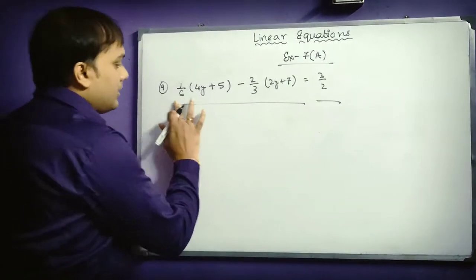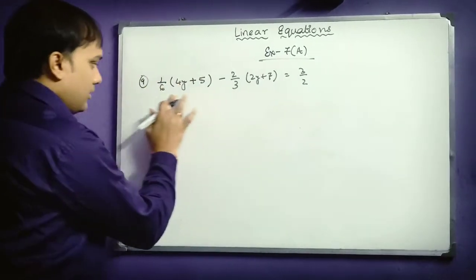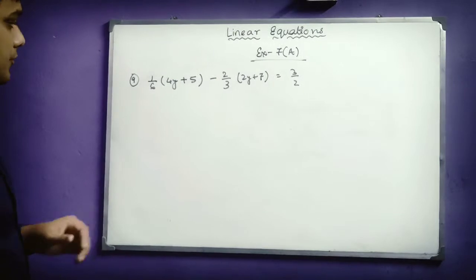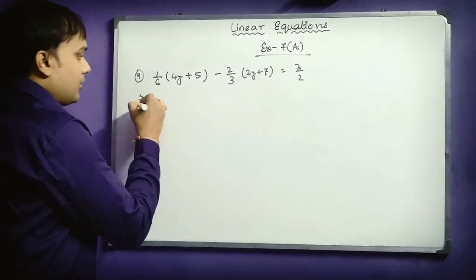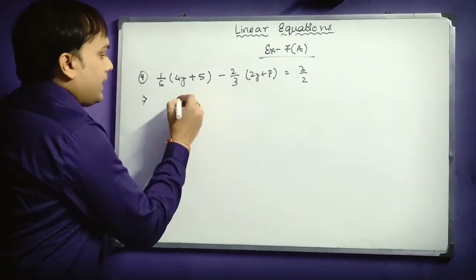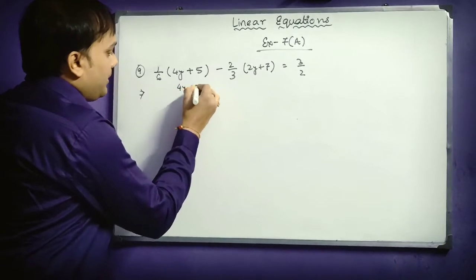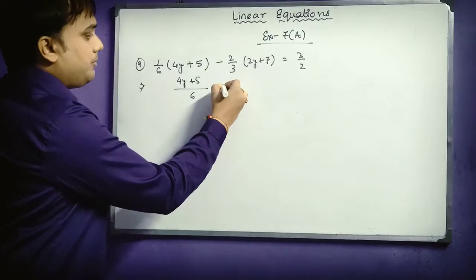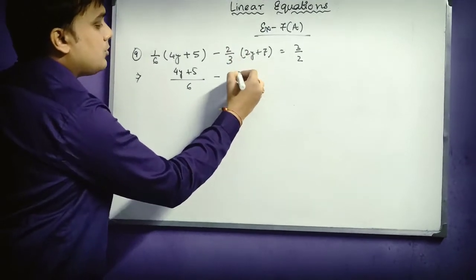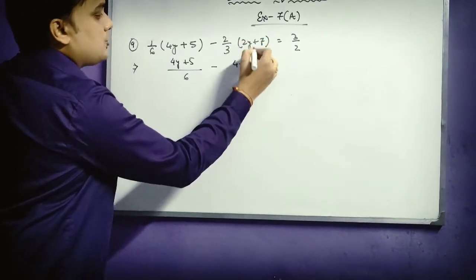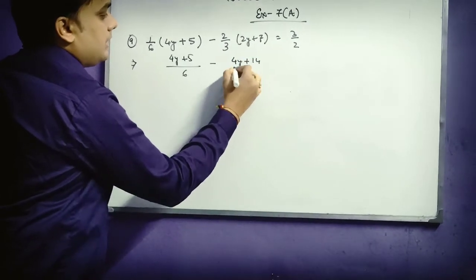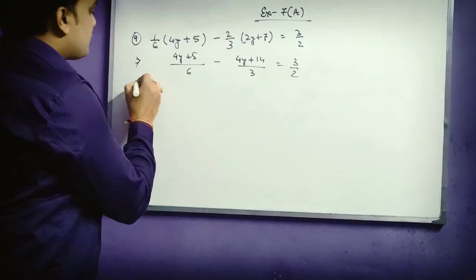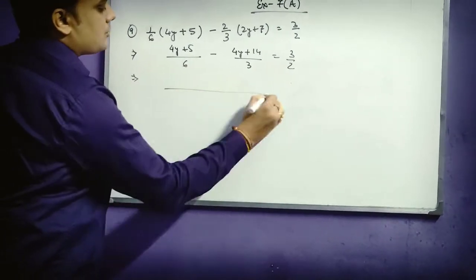So students, let us solve this. We will be solving this equation. Just pay attention to how we will get the value of y here. You just solve normally. We can write this expression as 4y plus 5 by 6, minus, multiplying 2 with 7, plus 14 by 3, equals 3 by 2. Now do the LCM of 6 and 3, which is equal to 6.